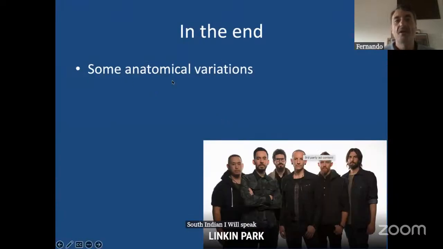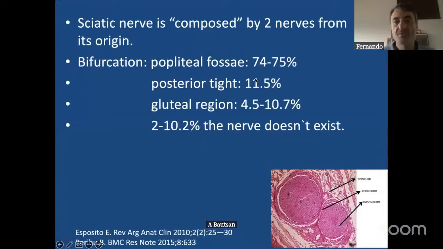So, in the end, I will speak shortly about some anatomical variations. For example, when I said that the nerve is composed of two nerves from the origin, these nerves can separate from each other in different parts of the lower limb.